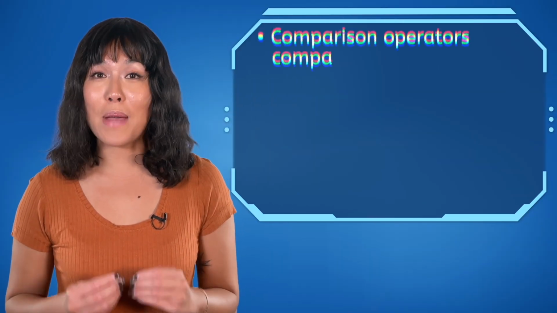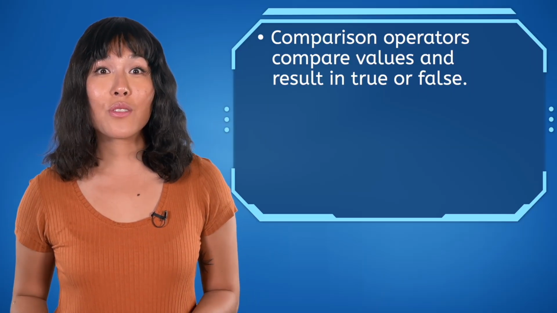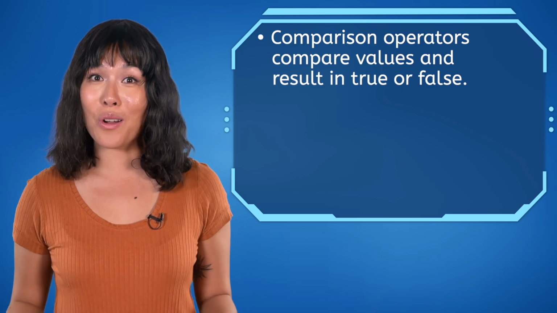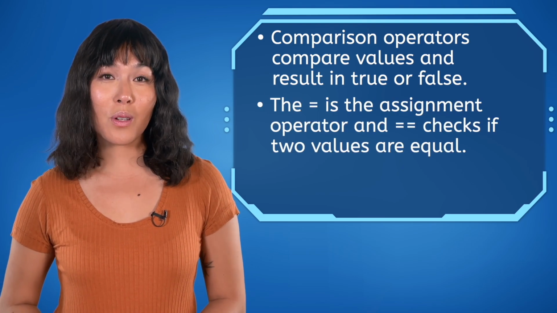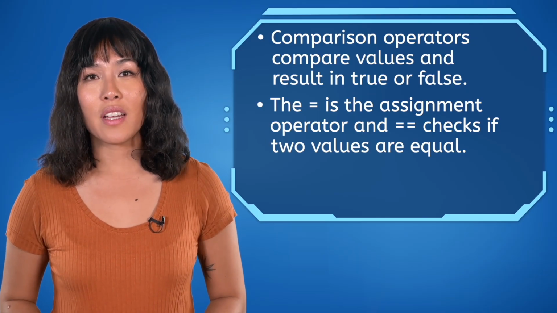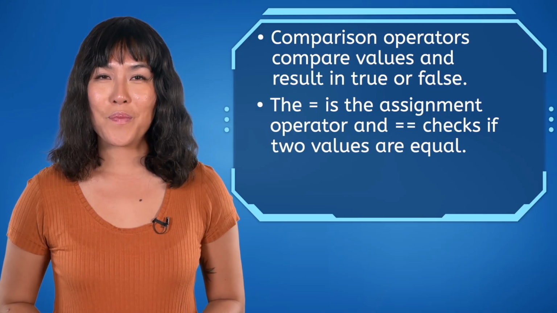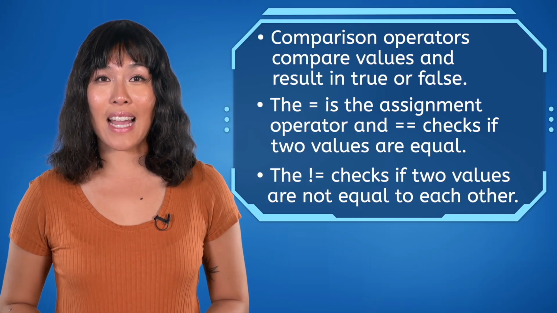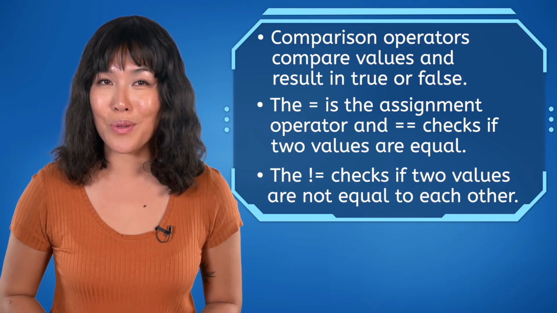Congratulations on successfully navigating the cosmos of comparison operators. Let's take a moment to review and reflect on the key concepts we've discovered. We explored the basic comparison operators, understanding how they enable us to compare values and make informed decisions in our code. We also learned the difference between the equals symbol, which is the assignment operator, and the double equals symbol, which checks if two values are equal to each other. Lastly, we used the not equal sign to check if two values are not equal to each other.